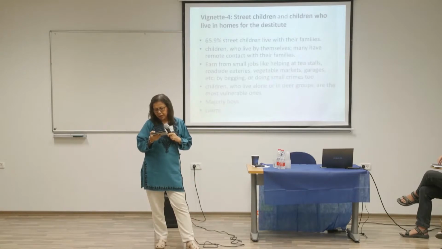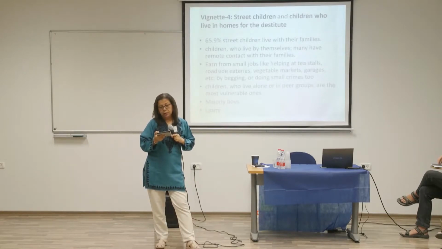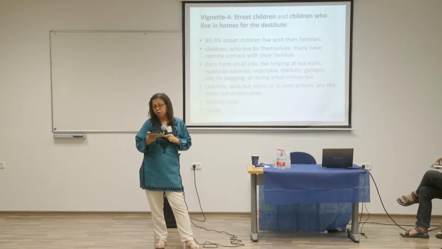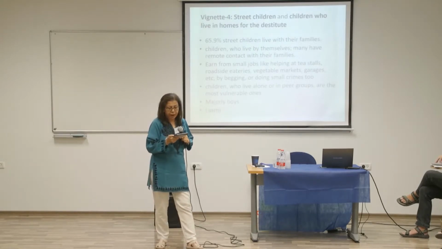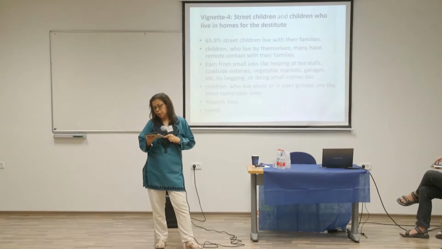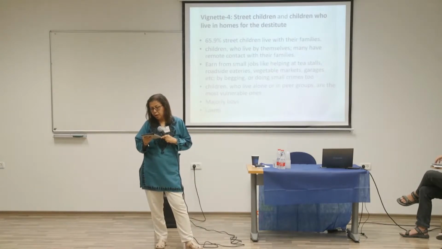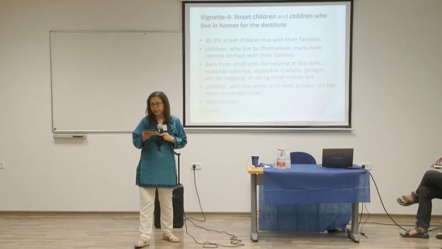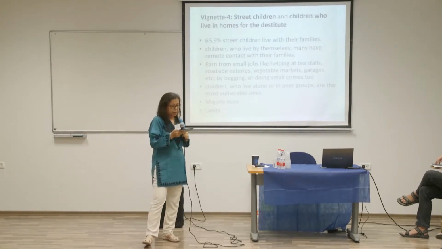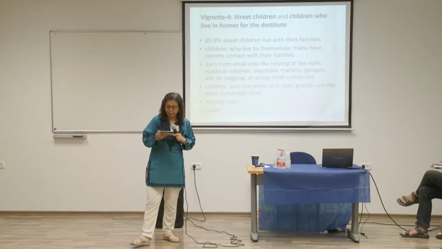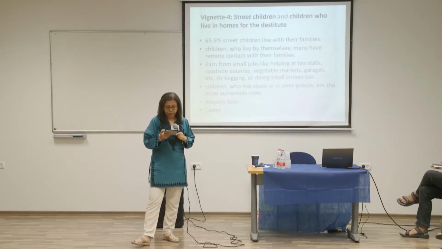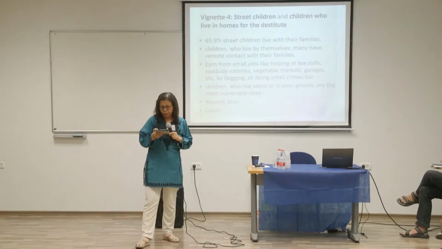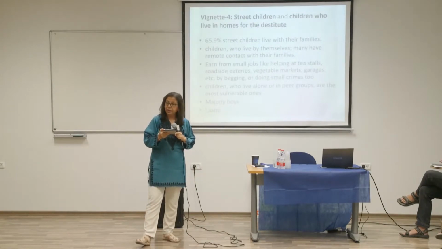They usually earn their livelihood from the street itself by doing small jobs like helping at tea stalls, roadside eateries, and vegetable markets. Quite a few of them earn by begging or by doing small crimes too. The children who live alone or in groups with their peers are the most vulnerable ones, as they are the easiest prey for abuse and maltreatment. Most of these standalone children found on the streets are boys. Girls are very rarely seen.